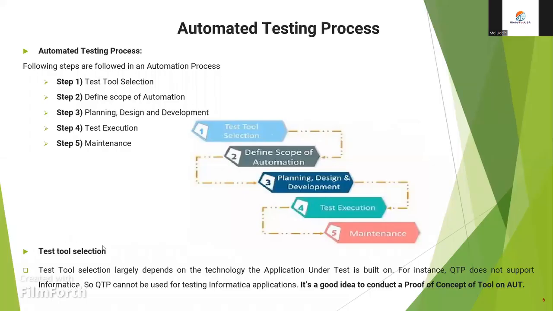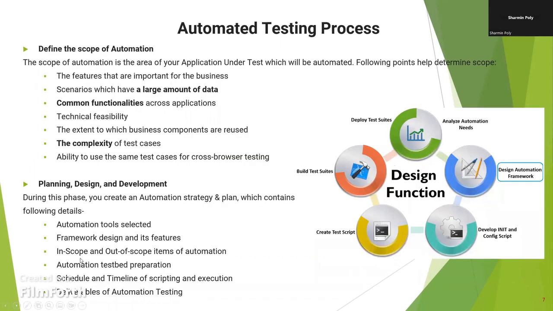As I said, testing tool selection is one of the most crucial steps for automation. Now, defining the scope of automation. The scope of automation is the area of your application under test which will be automated. There are some points you need to keep in consideration.